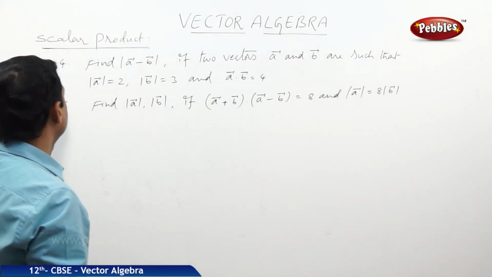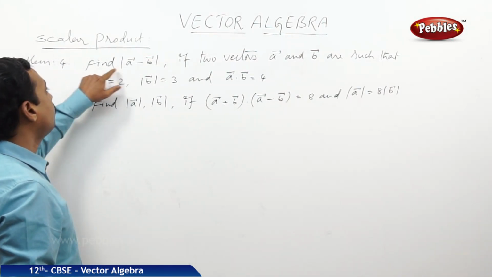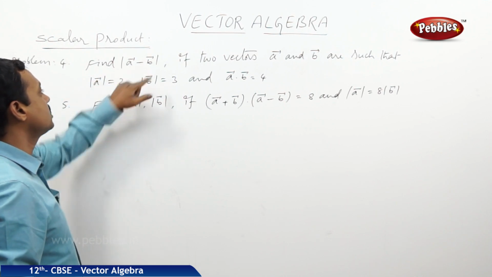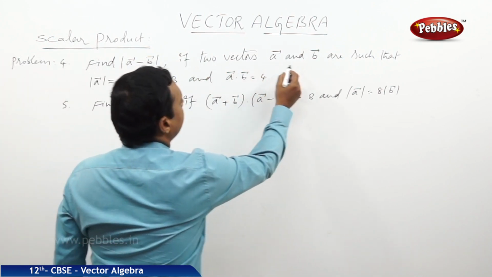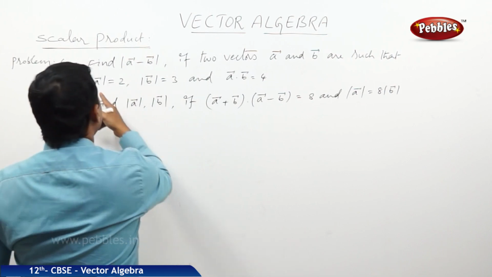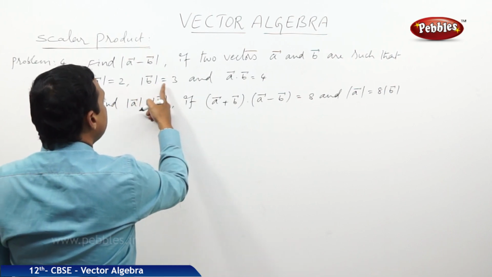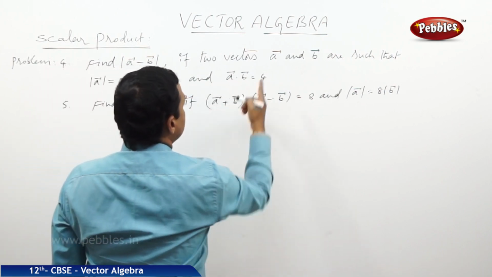Here are two problems. Find modulus of a bar minus b bar if two vectors a bar and b bar are such that mod a is equal to 2, mod b is equal to 3 and a dot b is equal to 4.